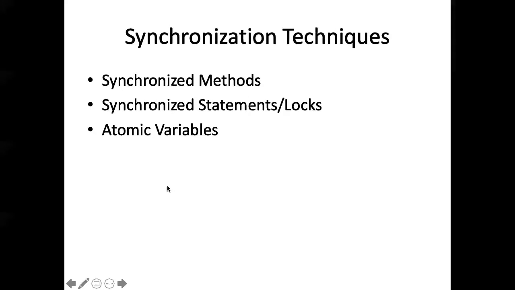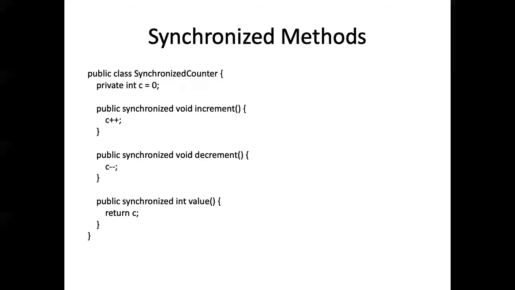Okay, so Java gives us 3 ways to synchronize accesses to resources: synchronized methods, synchronized statements / locks, and atomic variables. So the first kind is synchronized methods. So here's a synchronized counter. We set the counter's value to 0 to initialize it. So the increment method increments C, the decrement function decrements C, and the value function returns the value of C.